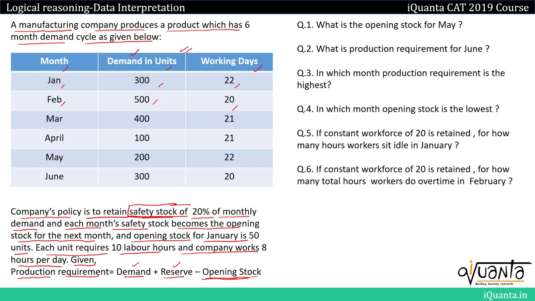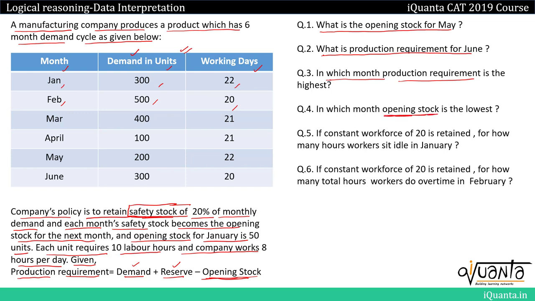Now let us try to solve the questions. What is the opening stock for May? So that means we need to keep track of the opening stock for each month. Then second question is what is the production requirement for June? That means we also need to calculate the production requirement for each month. Then again in the third question we need the production requirement. Then in the fourth question we again need the opening stock.